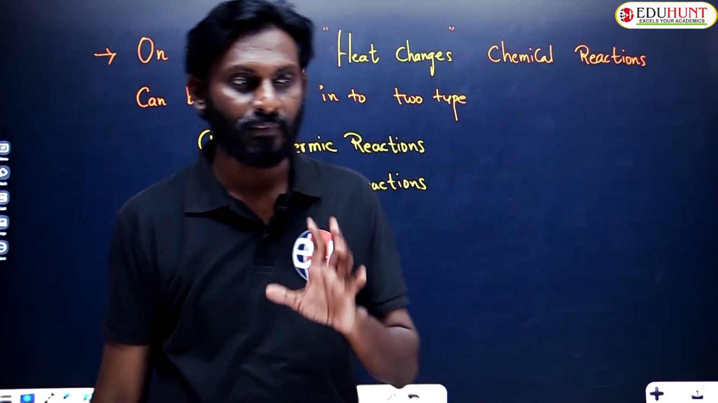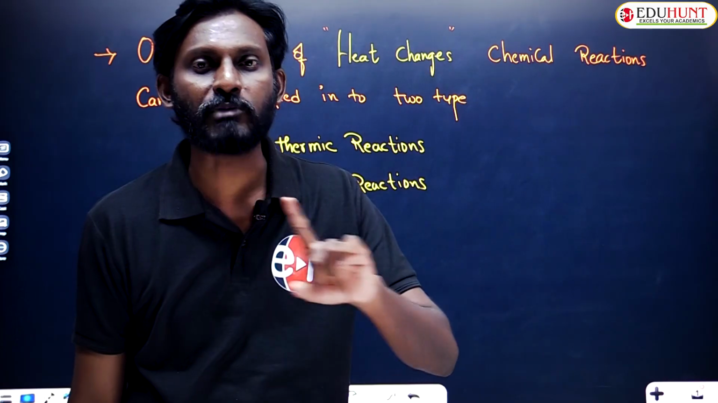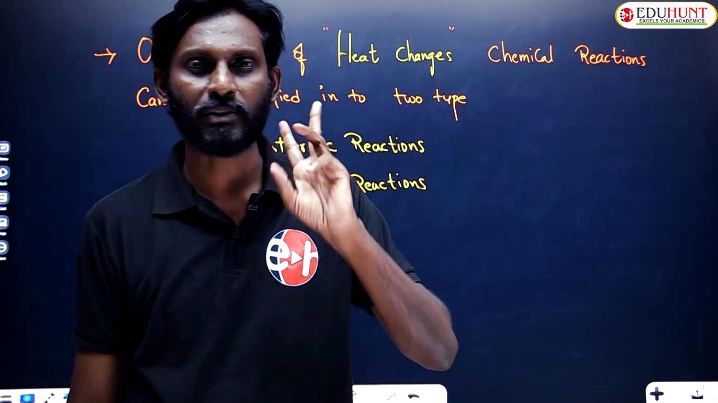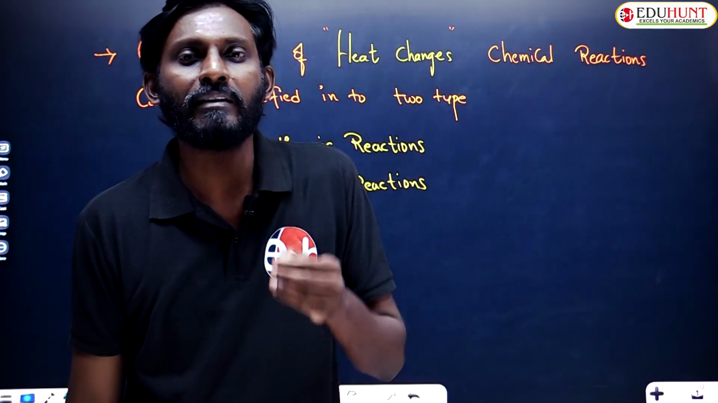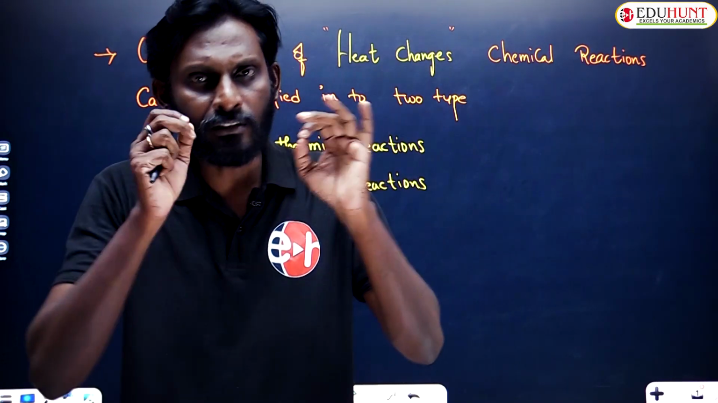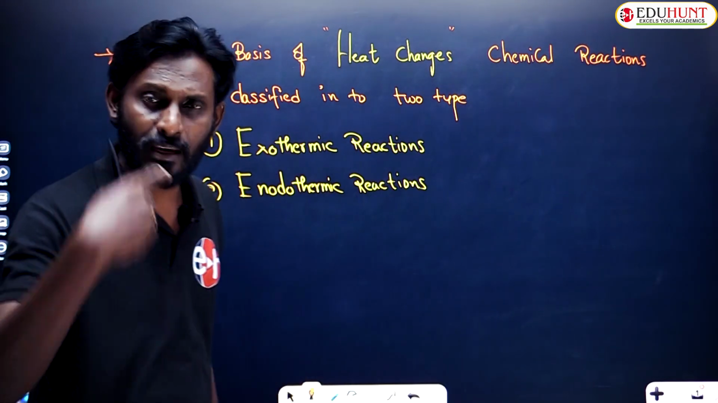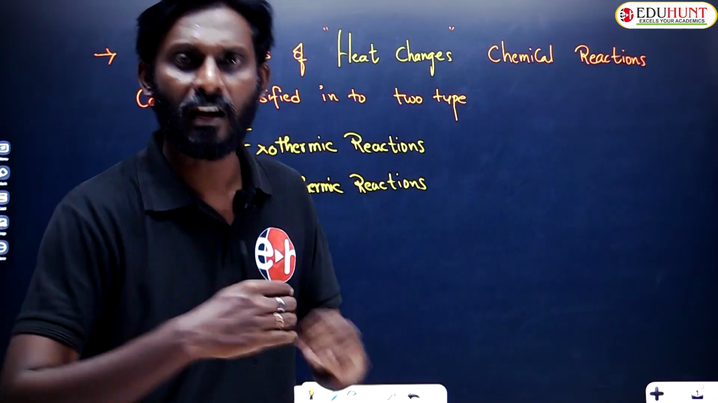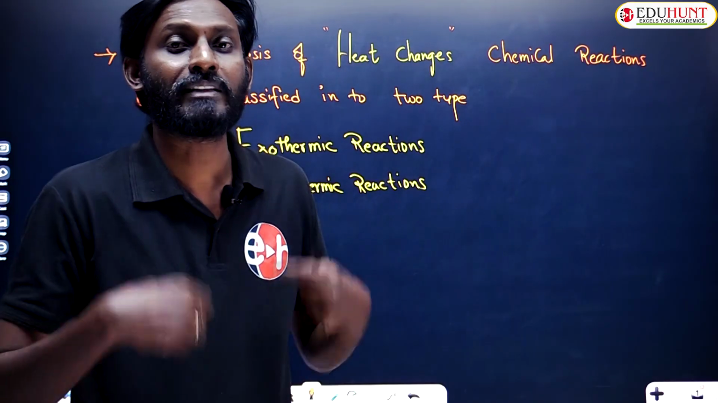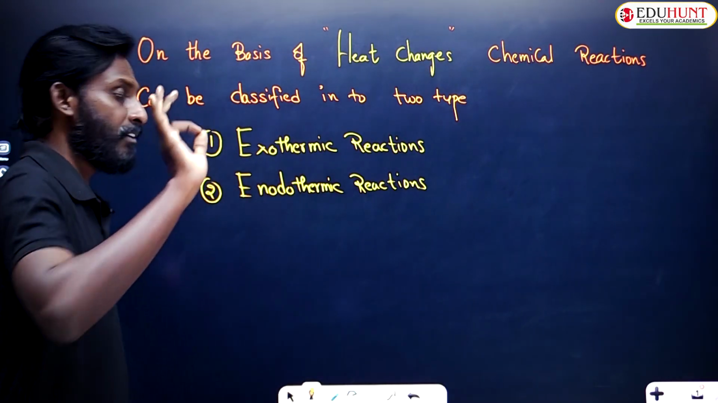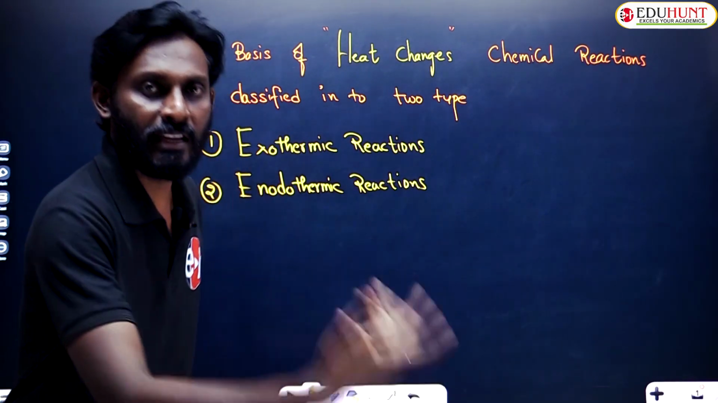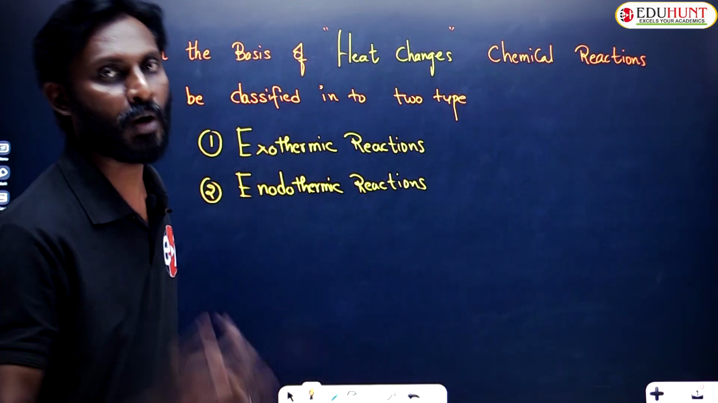Simply, see, whenever a chemical reaction takes place, there are two possibilities generally. Heat can be released, or heat can be absorbed. Whenever any chemical reaction, natural reaction, artificial reaction, laboratory reaction, the chemical reaction happening in our body or in the lab, if any chemical reaction takes place, there are two possibilities. Heat can be released or heat can be absorbed.